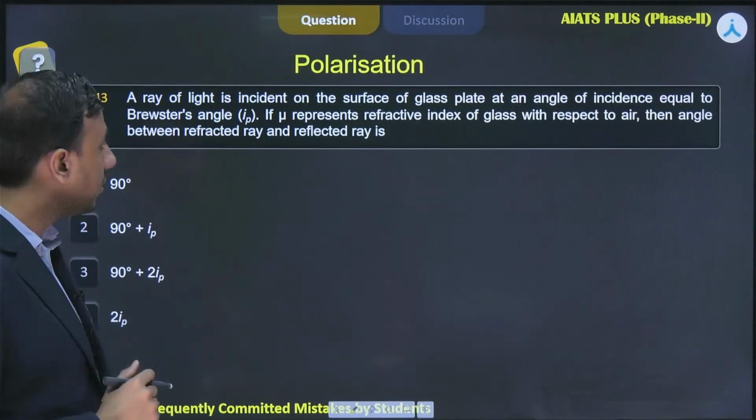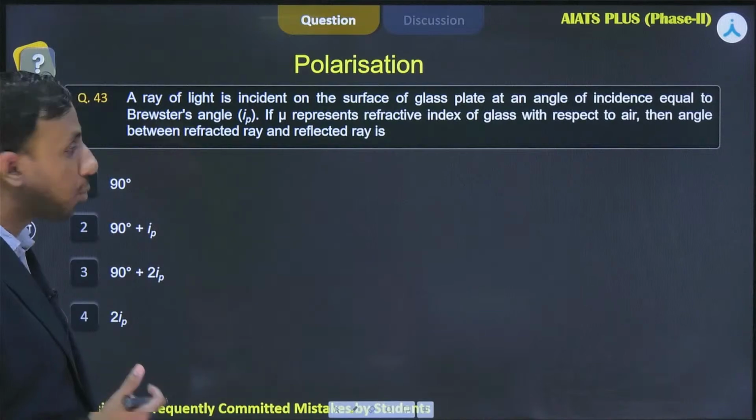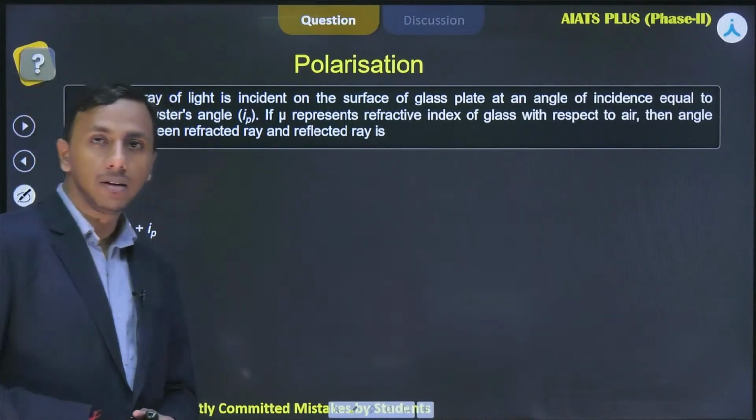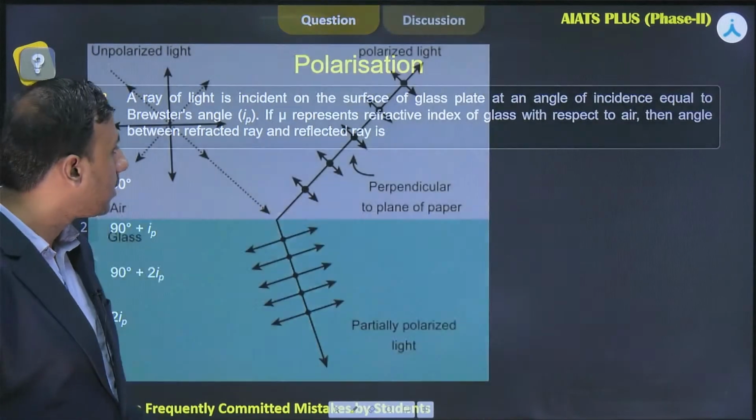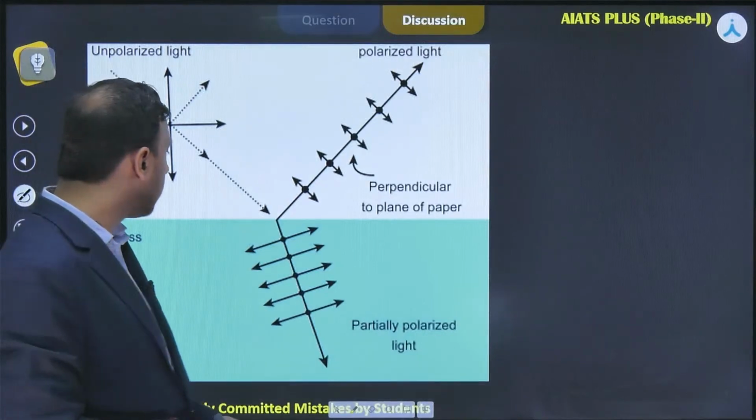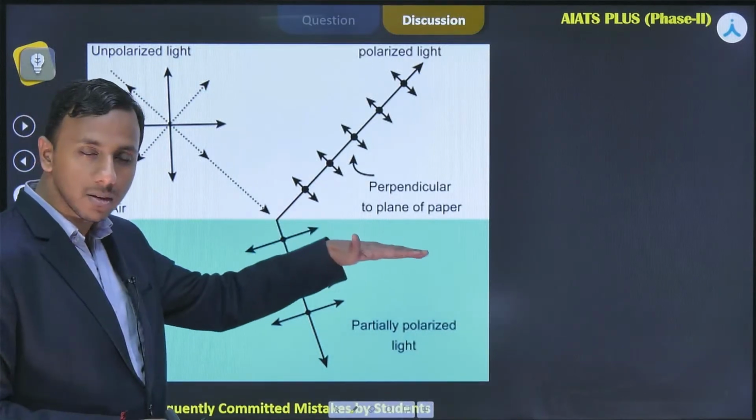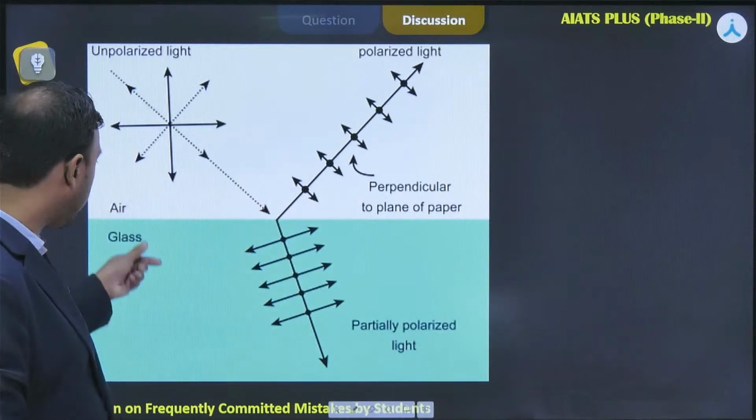Okay, so one homework I have given. See this question of polarization, right? Polarization means that, see here, rough diagram, right? So you have an interface separating two media, that is air and glass.